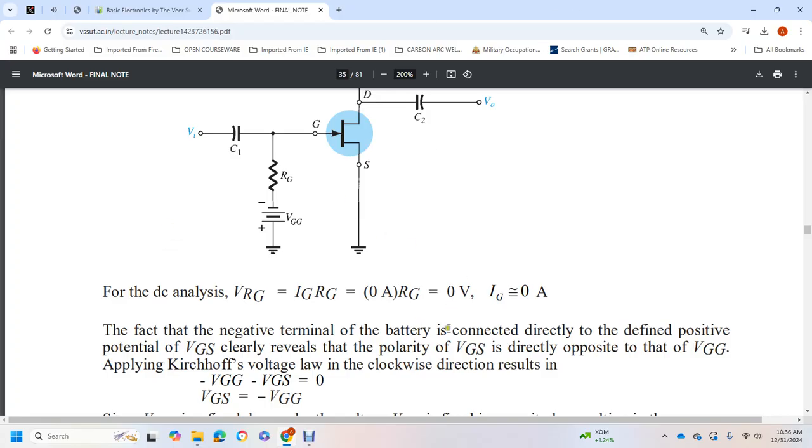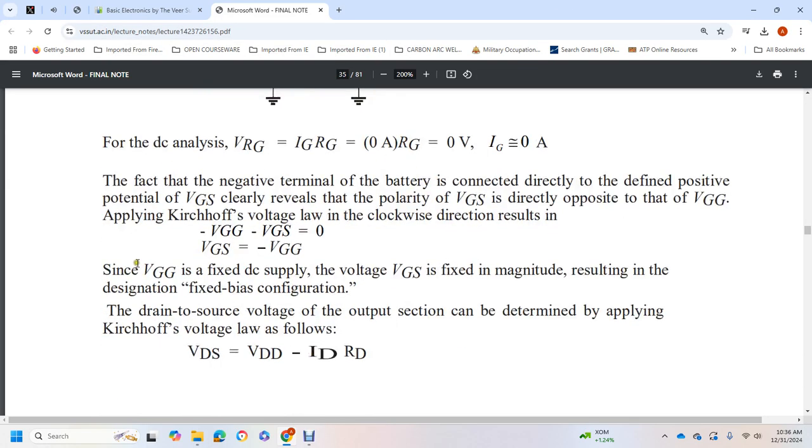Apply Kirchhoff's voltage law in the clockwise direction. Since VG is fixed, the DC supply voltage at the gate-source is fixed in magnitude, as in the fixed bias configuration. The drain-source voltage of the output section is determined by applying Kirchhoff's voltage law.